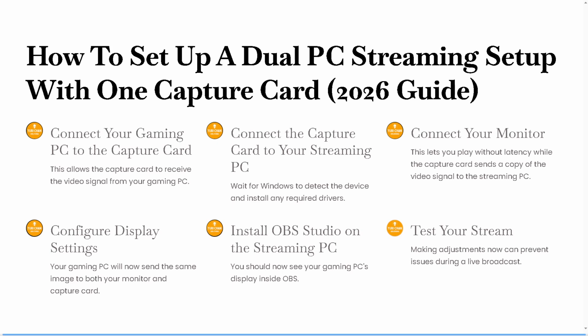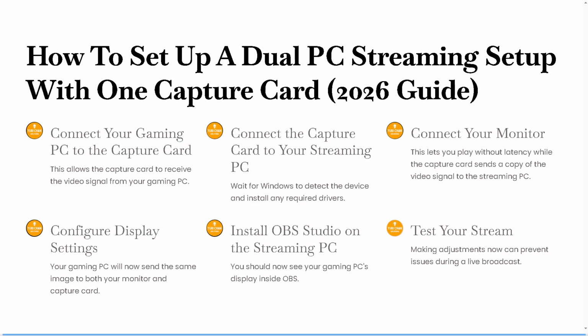YouTube, and Facebook gaming. So before getting started, make sure you have a gaming PC, a streaming PC or laptop, an HDMI capture card, two HDMI cables, OBS Studio installed on both systems, of course, a monitor, Ethernet connection for both PCs, which is highly recommended, and an audio mixer or USB microphone.